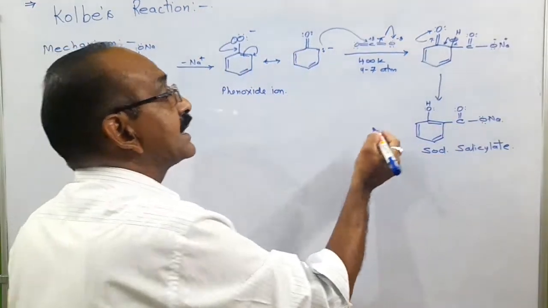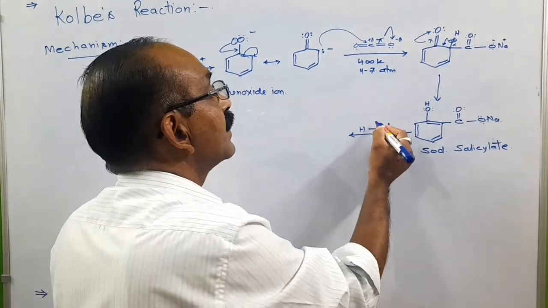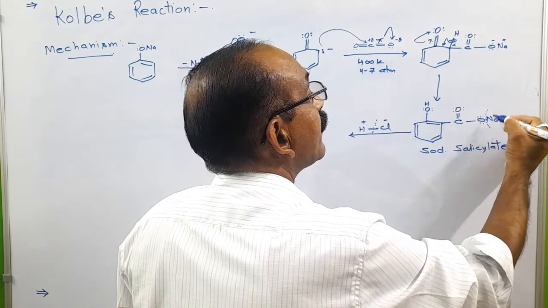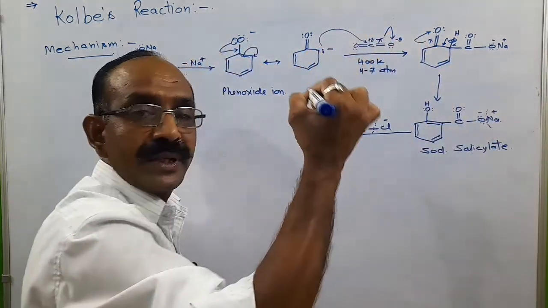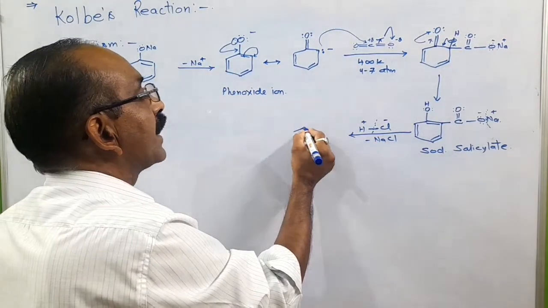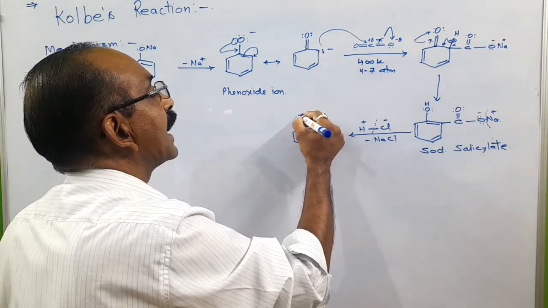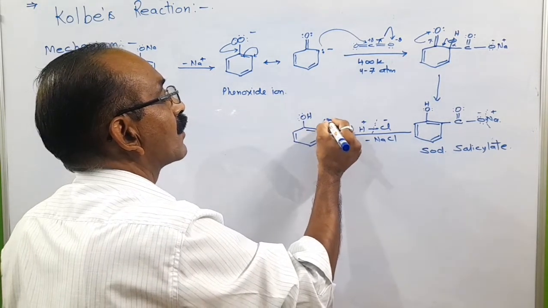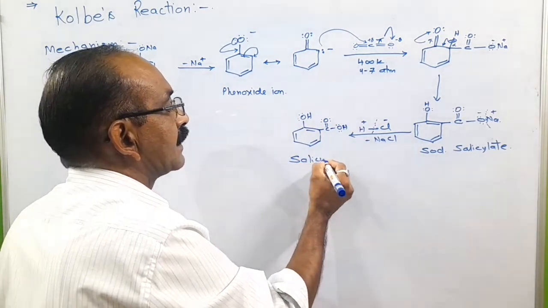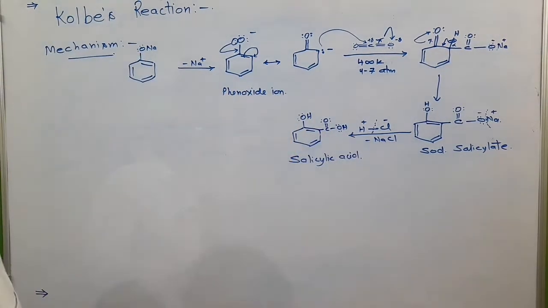Now this sodium salicylate thus obtained undergoes acidification. Here, HCl dissociates as H plus and Cl minus. The bond between electronegative oxygen and electropositive sodium dissociates. The Na plus is set free with the Cl minus in the form of NaCl. And finally, we will get our desired end product, that one is salicylic acid. Okay, so this one is a very important reaction.